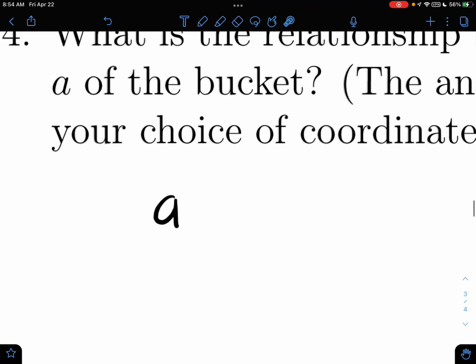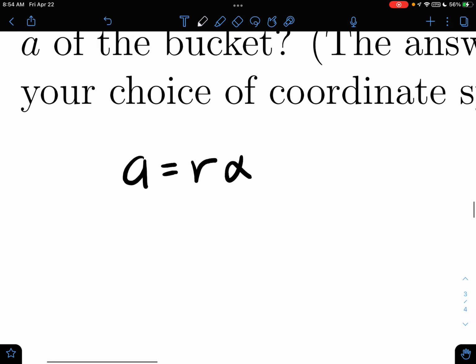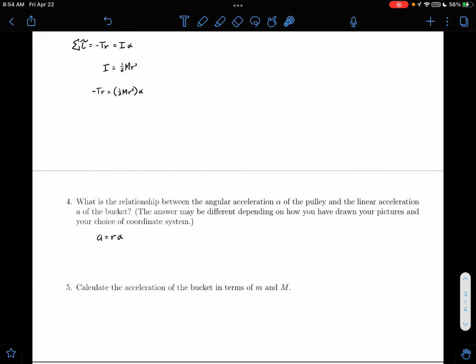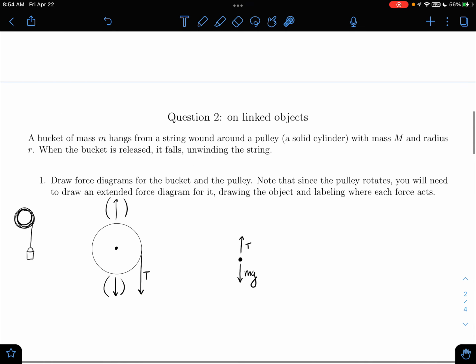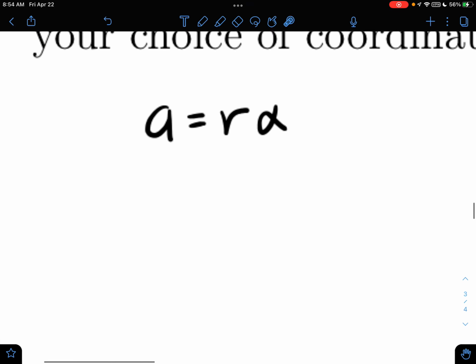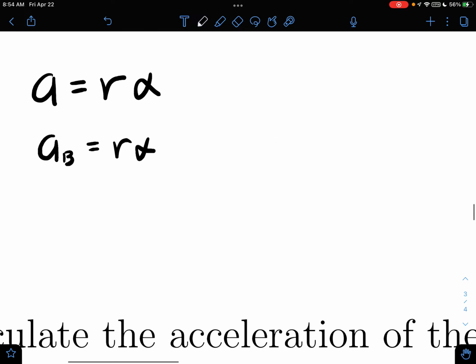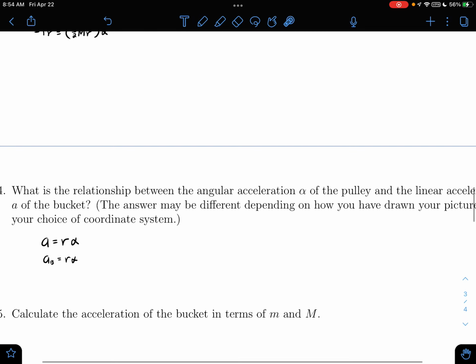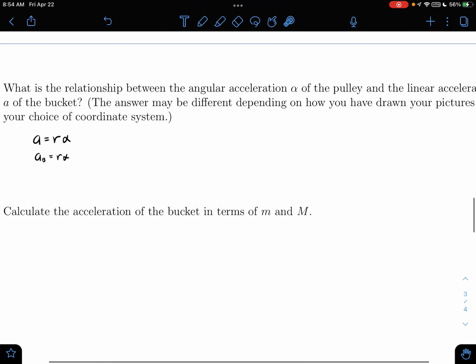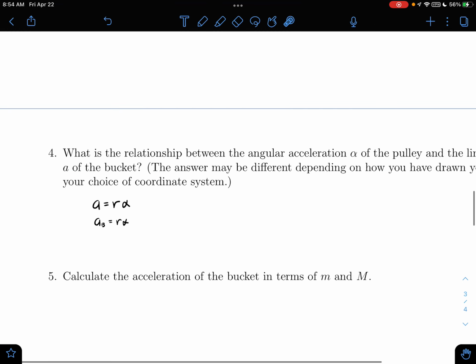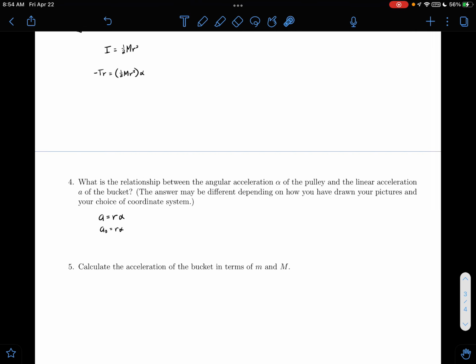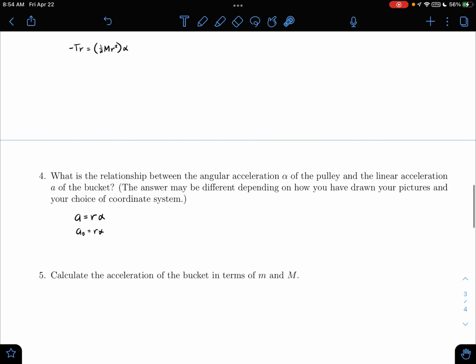That acceleration equals r alpha. Okay? And since that string is holding it together linearly, making them related, you can say that this is going to be our a_B equals r alpha. And again, this is the radius of our pulley. Cool. And there's our relationship. And it may be different depending on how we draw our pictures and choose our coordinate systems.